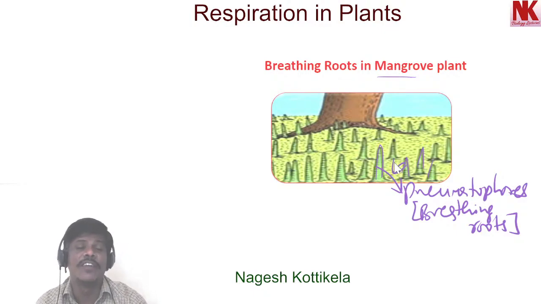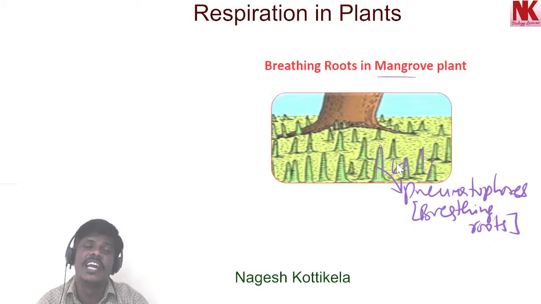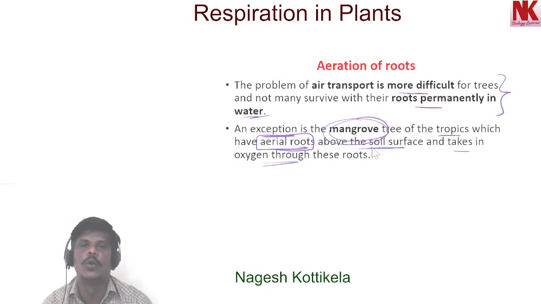If the roots are permanently inside the water, that will be a difficult situation for the roots to get aerated. But in this case, this is an exception. In plants like the mangrove tree, you can see the aerial roots, the breathing roots, pneumatophores, are present. This is one of the important features of mangrove plants. They can get oxygen directly from the air. This is one of the very useful adaptations developed by mangrove trees.